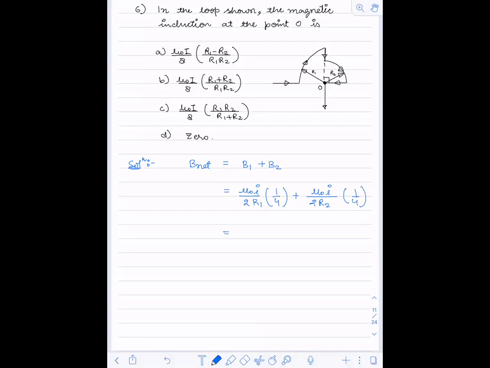So you solve it, you will get mu naught I by 8 within bracket 1 by R1 plus 1 by R2. And when you solve this, you should get R2 plus R1 divided by R1 into R2. So this is what I am getting. Hope you would have also got the same answer. Option B is correct. Is it fine?